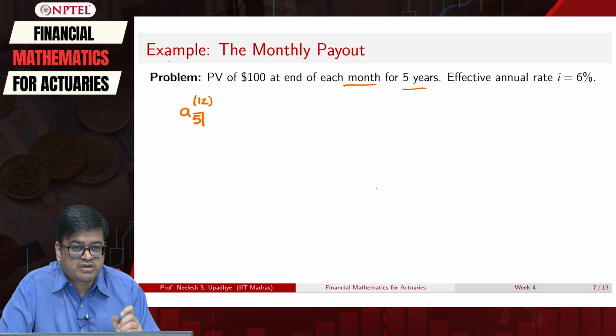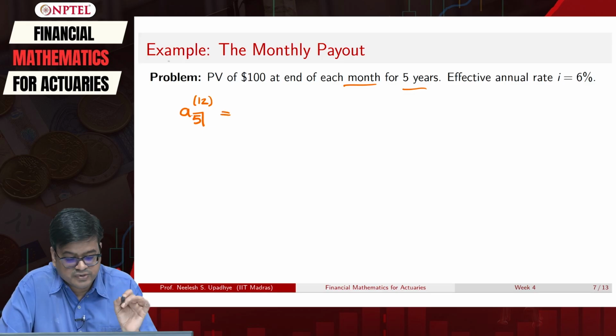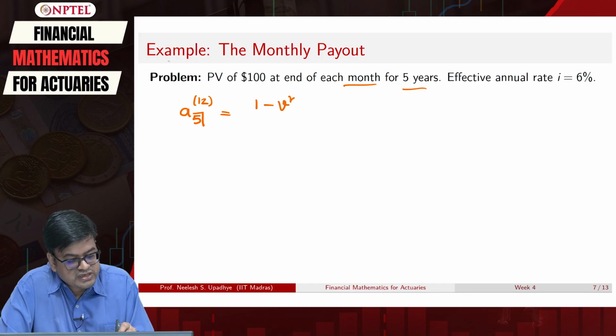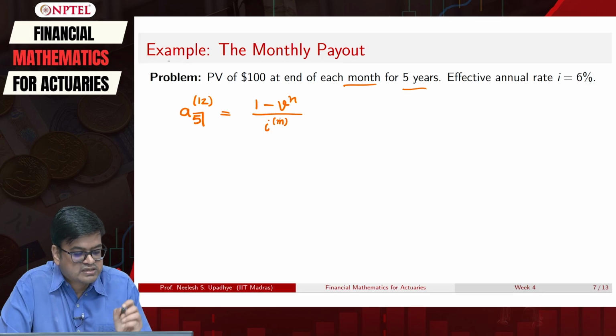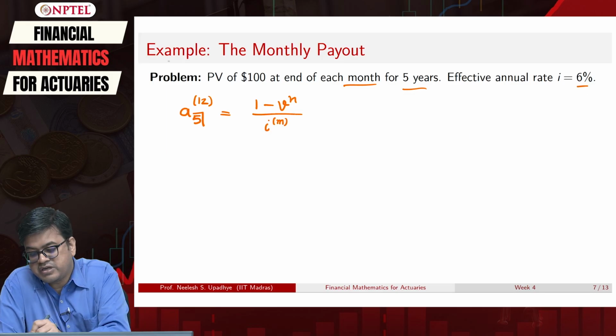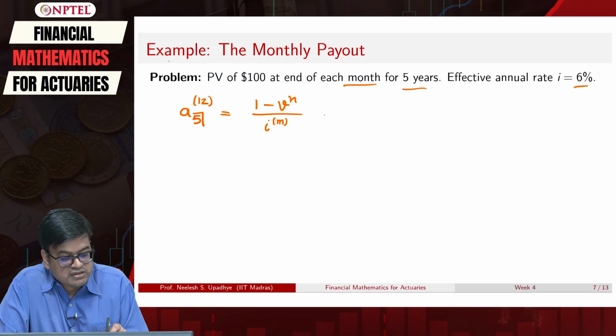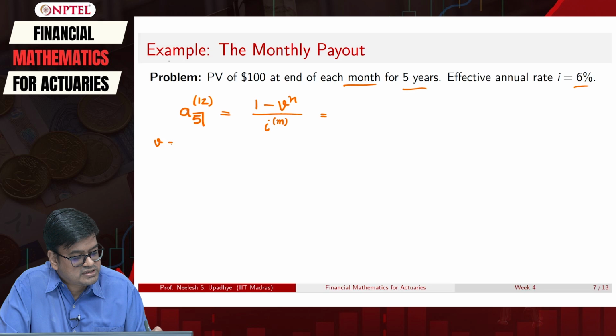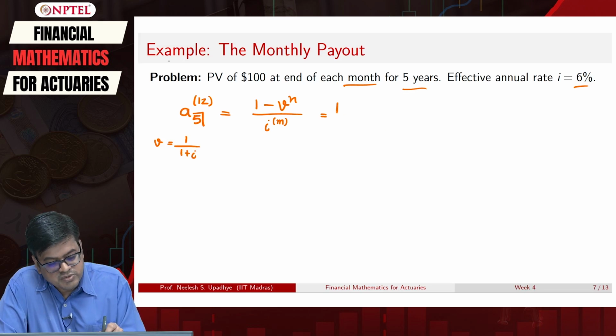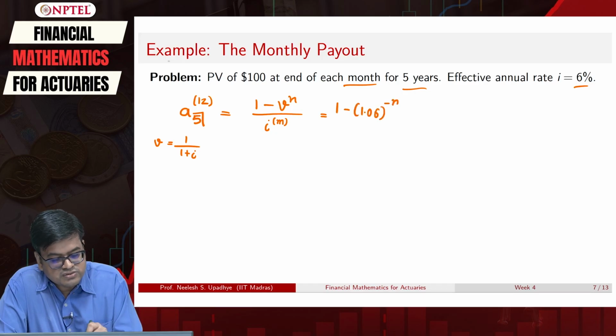Remember your slot machine. This frequency should be adjusted to that. That is where I get 1 minus V raised to n upon I M. What are the things that I know? I have been given an effective interest rate of 6%. Then V is 1 upon 1 plus I. This we have already seen. V is 1 upon 1 plus I, so I will simply use that. So this becomes 1 minus 1.06 raised to minus n.